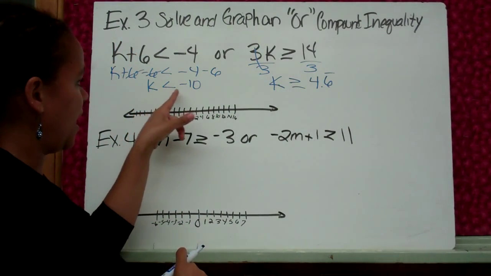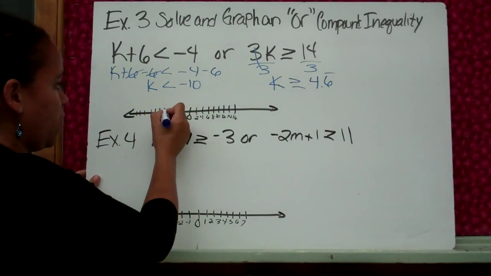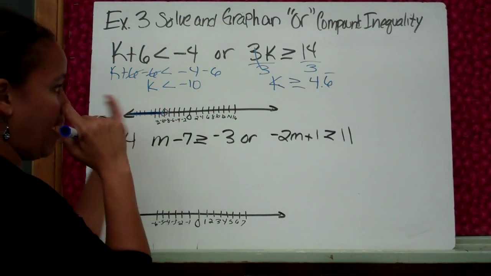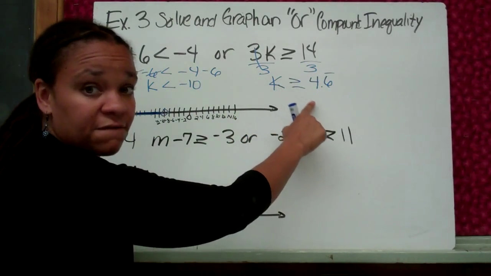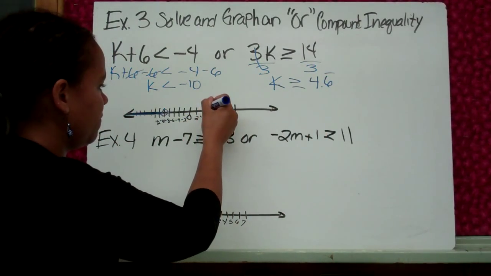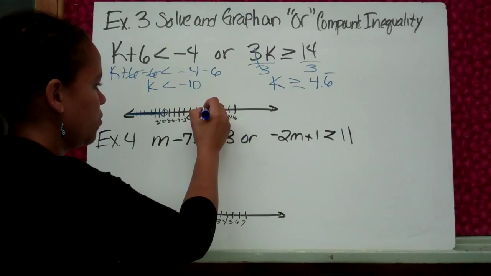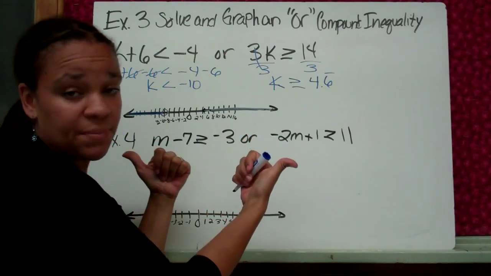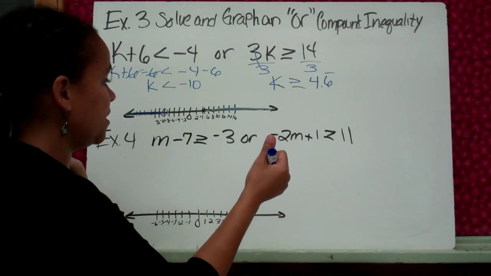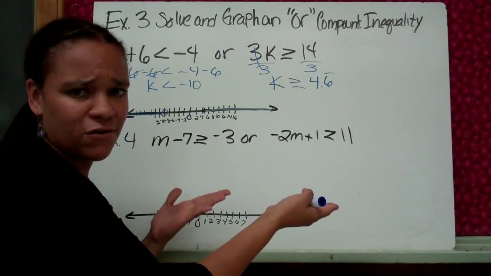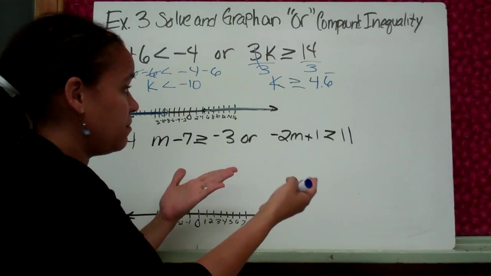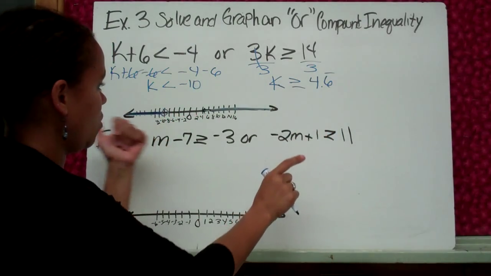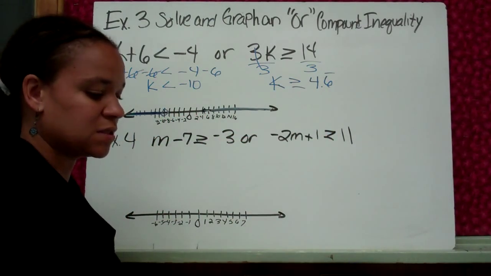So graphing, k is less than -10. So we're going to go to -10, open circle, less than. That's everything to the left. Or it's greater than 4.6. So 4.6, let's say that's about here, greater than or equal to. So notice they're going in opposite directions. Or it could be all of this, or it could be all of that. They never intersect, so it can't be when both of them are true. It can't be and, there's no intersection. So it's either this one or that one. Both of them are part of the solution.